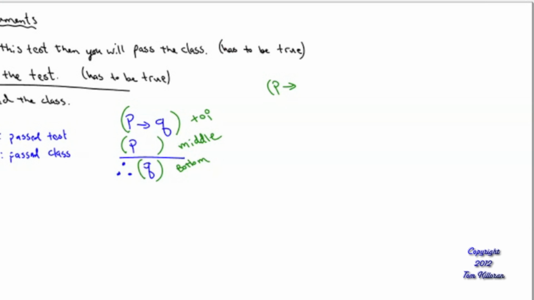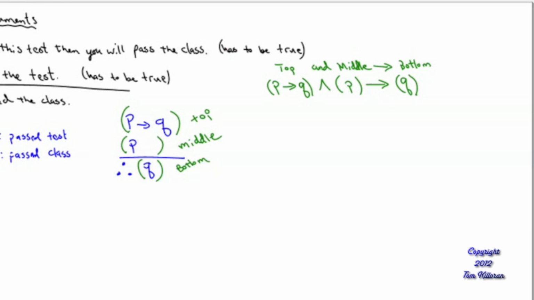P arrow Q and P, then Q. Now I don't need parentheses around the P or the Q, but I'm going to put them in first for the fun of it. So it's always going to be top and middle, arrowed off to the bottom.